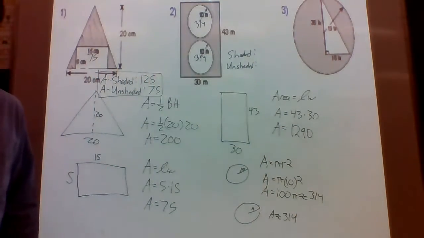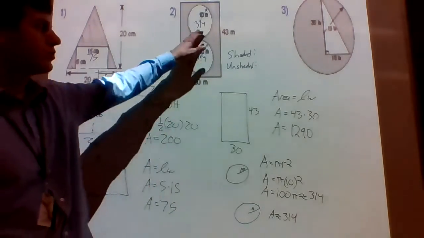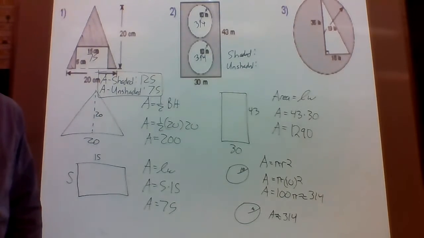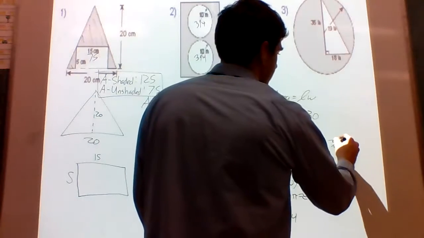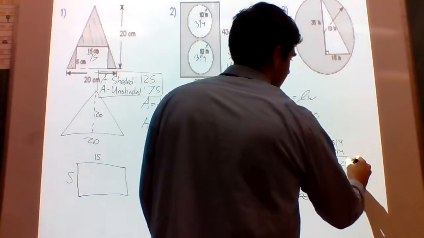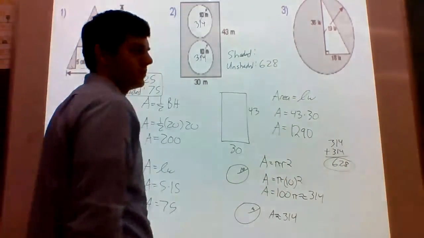let's start with the unshaded region. There are two components that are unshaded, the two circles. So to find the unshaded region, we have to add the areas of those two circles together: 314 plus 314 is going to give us 628. So the unshaded region is 628.